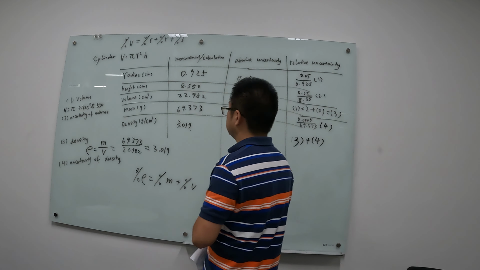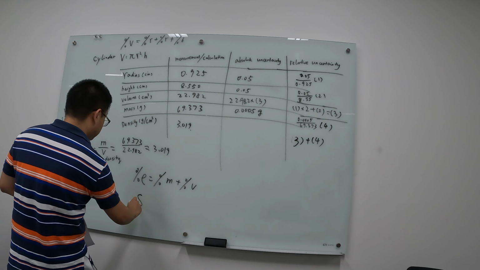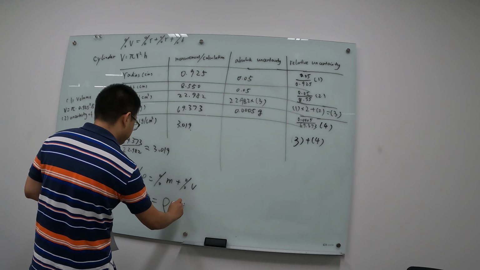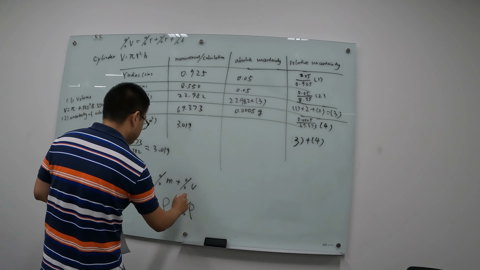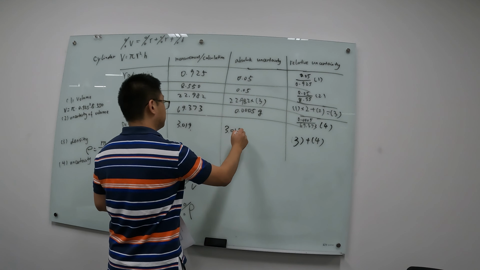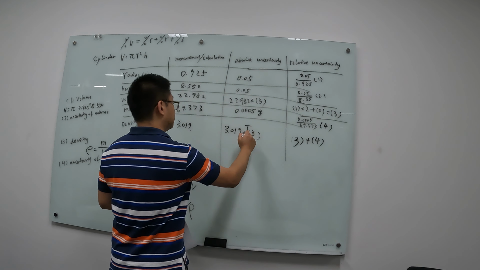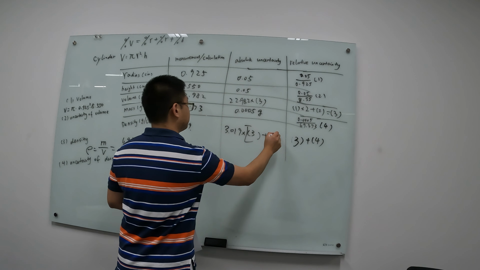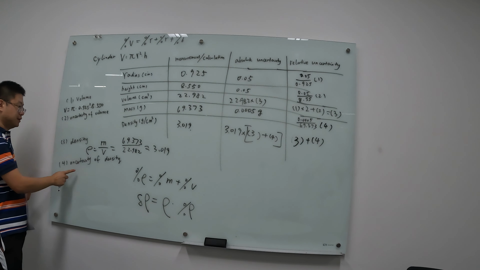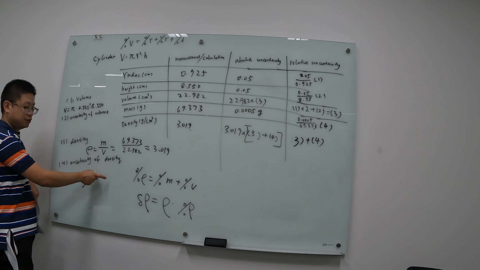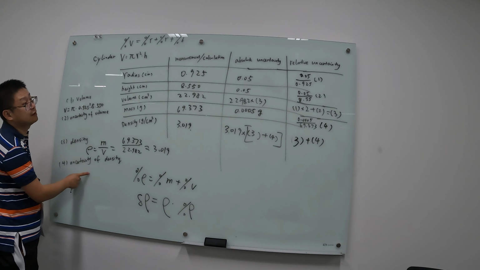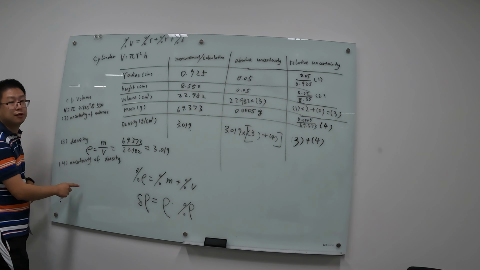So to calculate the absolute error on density, it equals the density times the relative uncertainty of density. So this equals the density times 3 plus 4. So that's how we calculate the uncertainty of density. You need to show how you calculate the relative uncertainty and also how you calculate the absolute uncertainty.